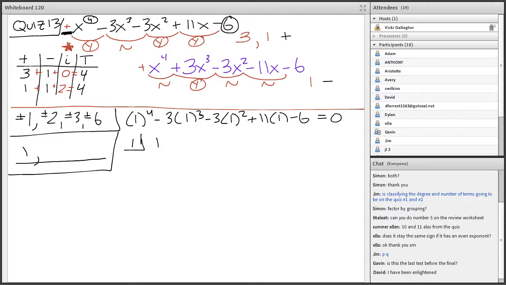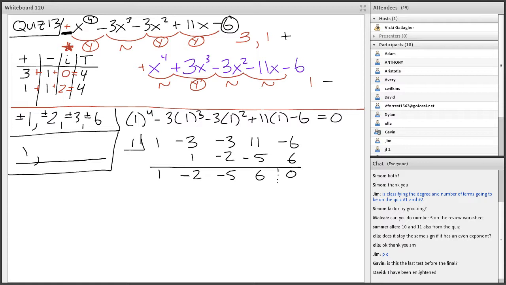And then we use our coefficients. And if I did this right, it should give me a 0. And there it is. And so I've created a smaller problem. My original problem had an x to the 4th. My new problem has an x to the 3rd. That's fantastic. We're moving in the right direction.